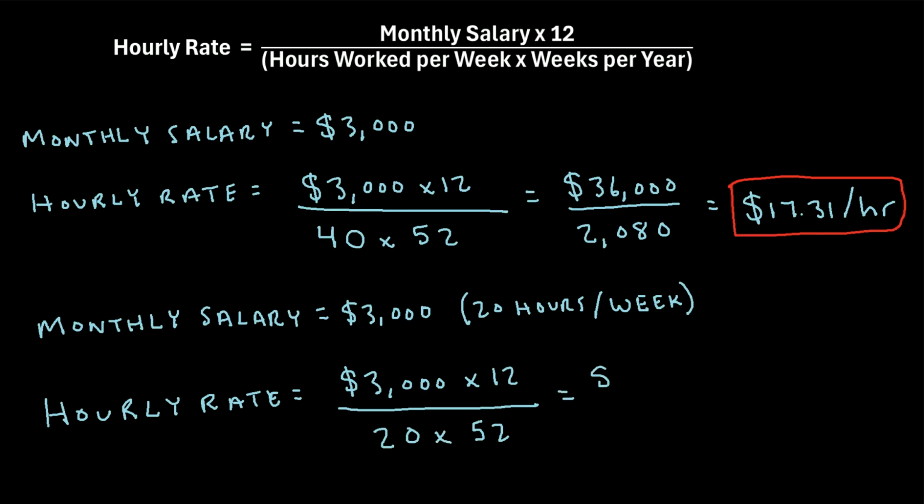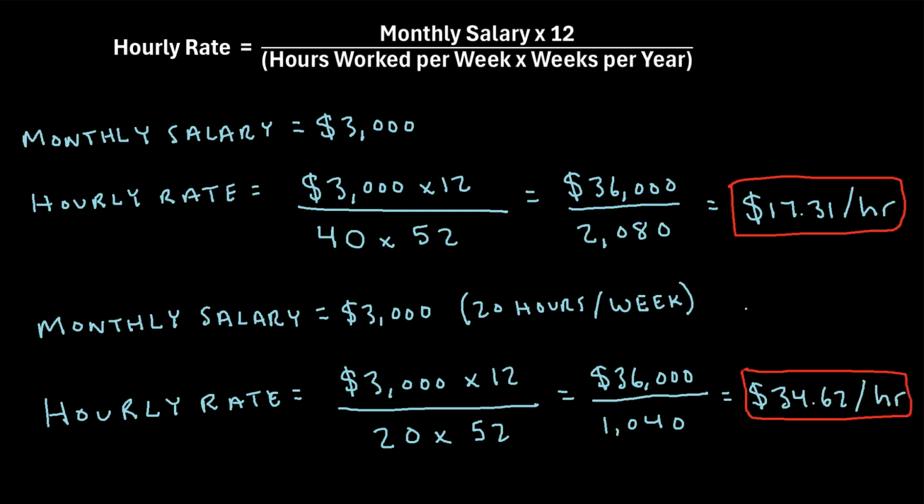So we end up with 36,000 in the numerator divided by 20 times 52, that's 1,040. When we do 36,000 divided by 1,040, that comes out to $34.62 per hour. So that's your hourly rate. So that is how you can calculate your hourly rate if you know your monthly salary along with the number of hours you work per week.